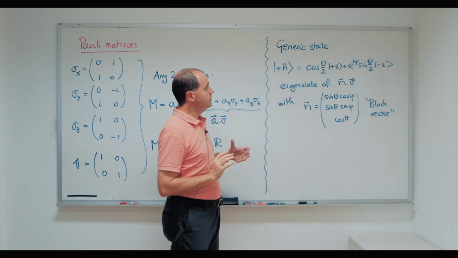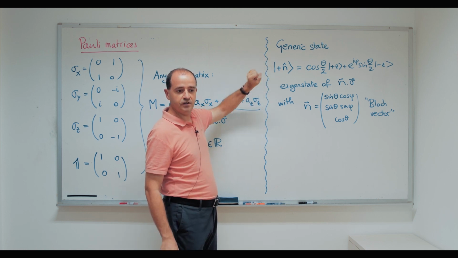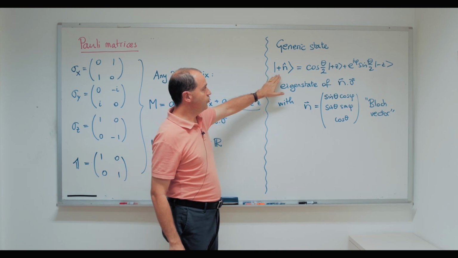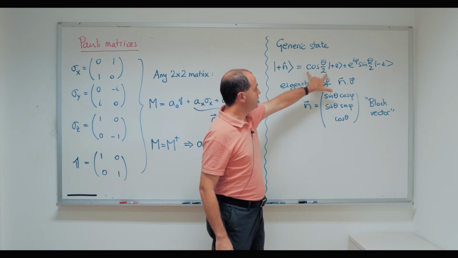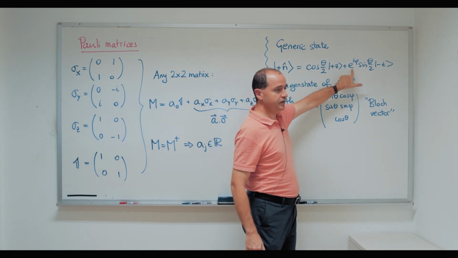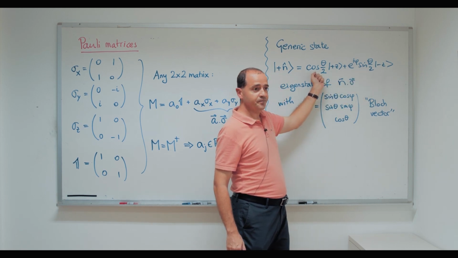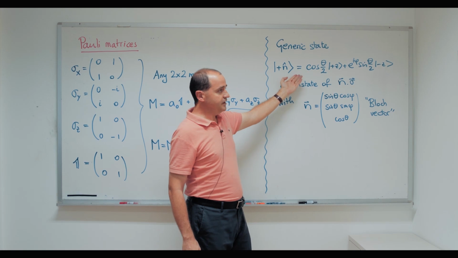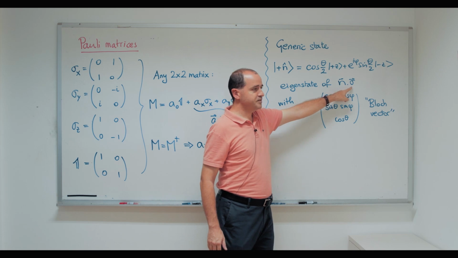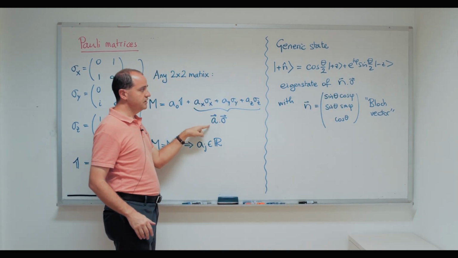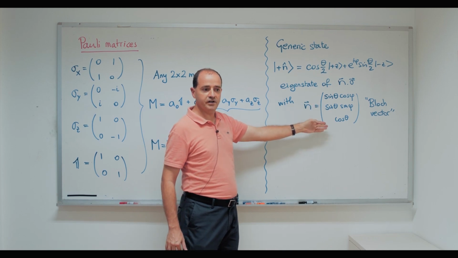the connection of a generic state with the Pauli matrix, of which it is an eigenstate for the eigenvalue plus 1. A generic state can always be written in this way, up to a global phase. A real number, the phase, and the complex number that is the square root of 1 minus that thing squared. Now, this state is an eigenstate of a matrix that is n times sigma, like here, with this vector n given by these coordinates. This is called the Bloch vector.